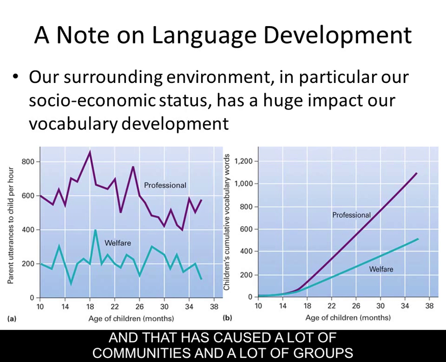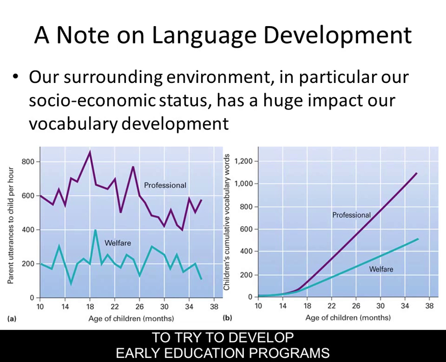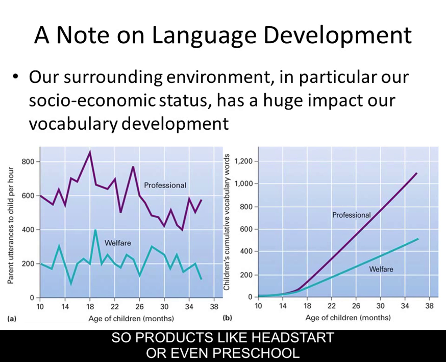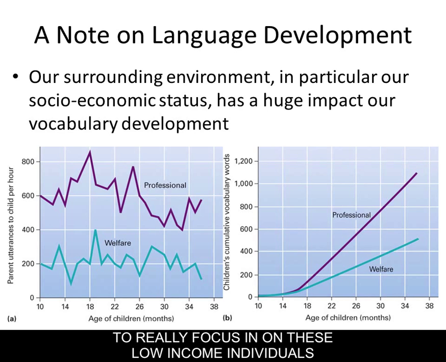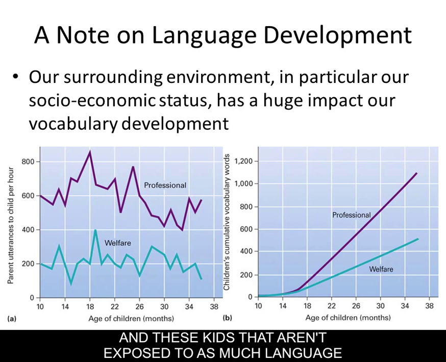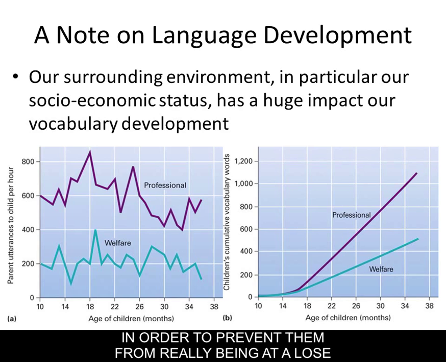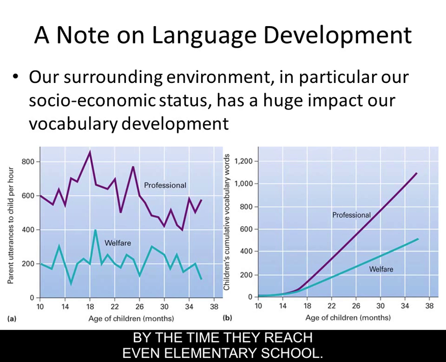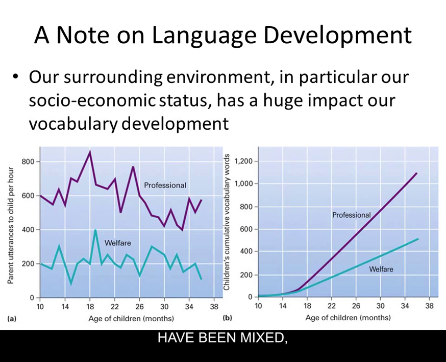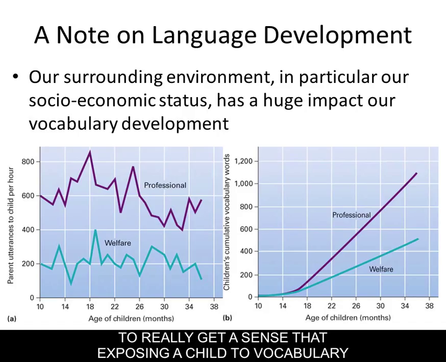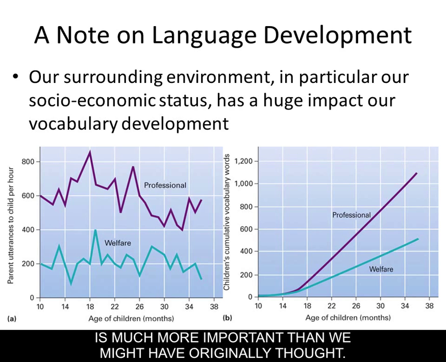And that's caused a lot of communities and a lot of groups to try to develop early education programs for these kids. So products like Head Start or even preschool have all been designed in a way to really focus in on these low-income individuals and these kids that aren't exposed to as much language as others, in order to prevent them from really being at a loss by the time they reach even elementary school. And the results for these particular studies have been mixed, but they've been positive enough for us to really get a sense that exposing a child to vocabulary is much more important than we might have originally thought.